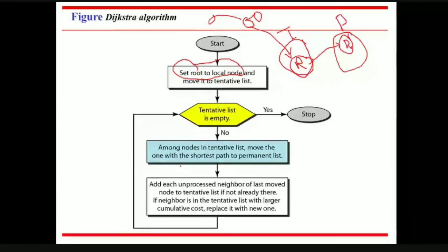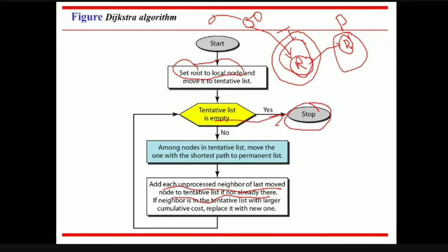For each unprocessed neighbor of the last moved node, if not already there, we have to add it to the tentative list. So this is the last moved node, right? Now we add the neighbors of this root node to the tentative list. This is how we are going to find out the shortest path. Finally, after completing this, the tentative list will be empty. If the tentative list is empty, yes, it means we will stop the algorithm.